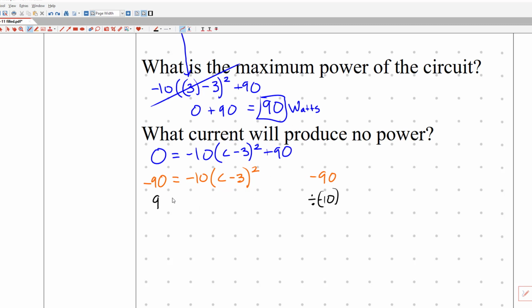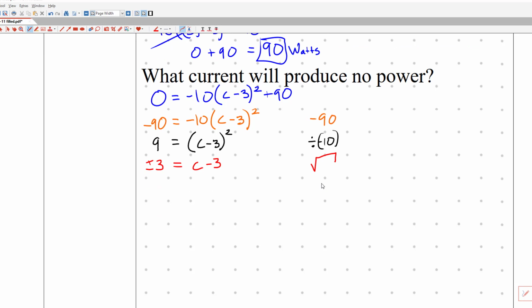So 9 is equal to (C minus 3) quantity squared. And then from there, we are going to square root both sides, and I'm going to get plus or minus 3 on the left-hand side is equal to C minus 3. What we did was we took the square root of both sides. And then from there, we're going to get our final answer. Again, in blue is going to be 3 plus or minus 3. And that's from adding 3 to both sides.